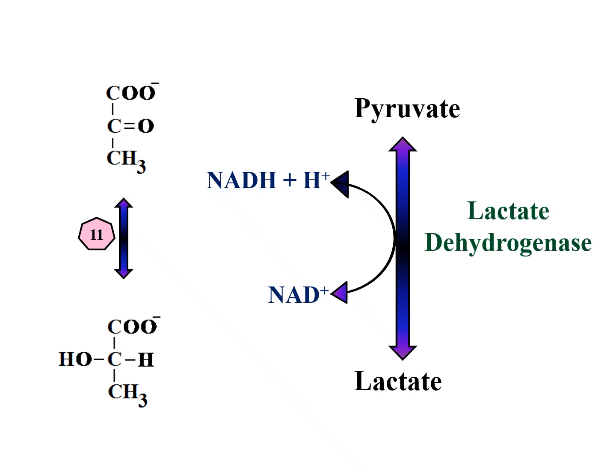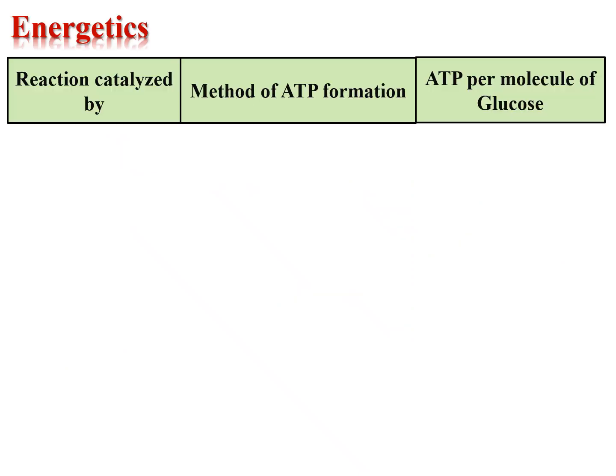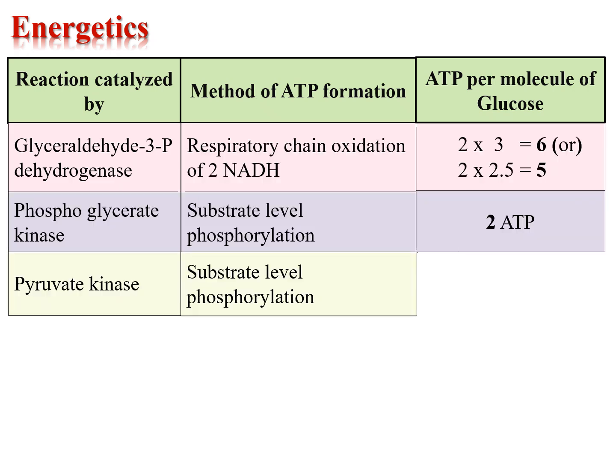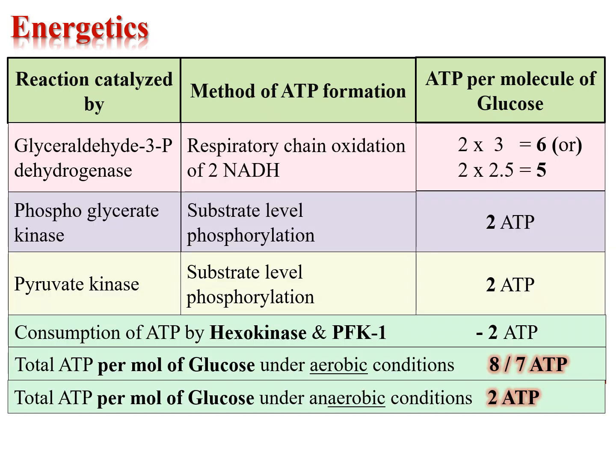After this reaction, you just remember the ATP molecules. Altogether 10 ATP molecules will be produced, of which 2 will be invested. So 10 minus 2, 8 ATP molecules will be produced for each glucose under glycolysis. And you have to remember inhibitors of glycolysis: iodoacetate, arsenate, and fluoride.